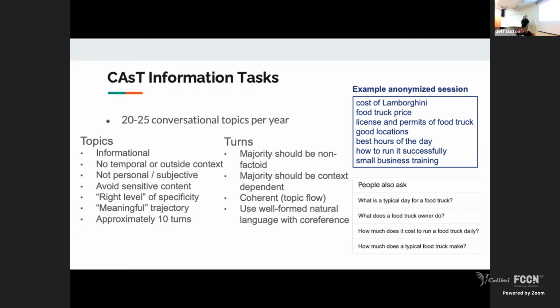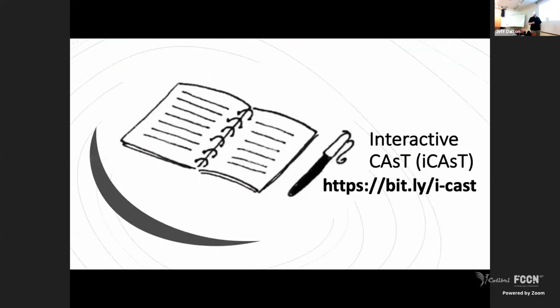You can read more about this in the track overviews. I don't want to go into a lot of depth, so I want to focus on some of the general conversational search tasks. I do want to highlight here the fact that CAsT is running this year. And if you go to bit.ly/bycast, let's see if this will work.